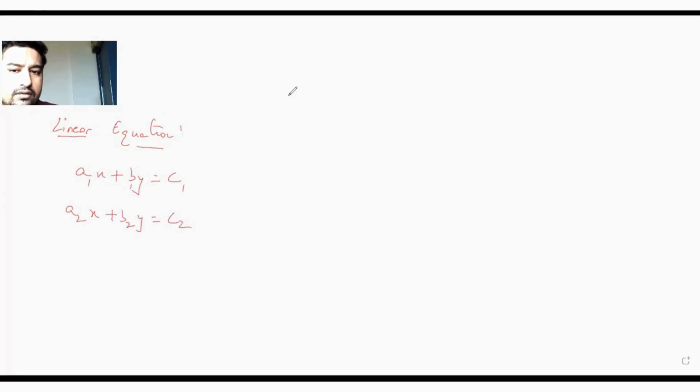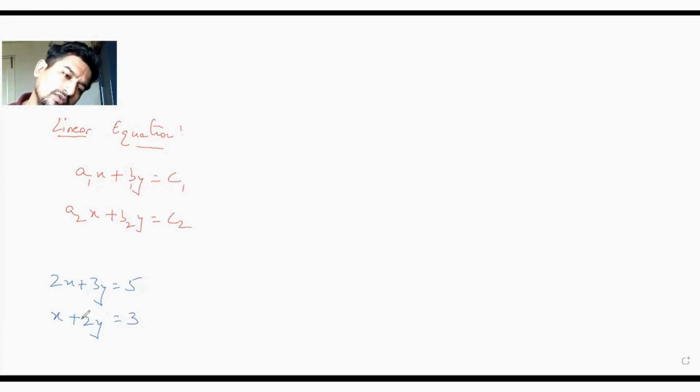Taking examples of it, 2x plus 3y is equal to 5, x plus 2y, let's say, is equal to 3. So first of all, how do we solve it? We make one of the coefficients of a variable equal, right? And then we cancel it out. For example, if I multiply this by 2, this will become 2x plus 4y is equal to 6.